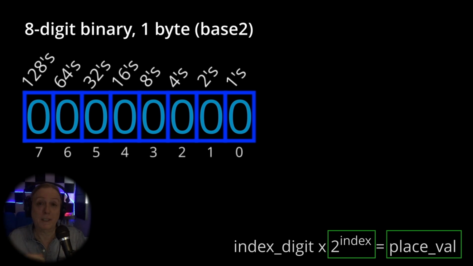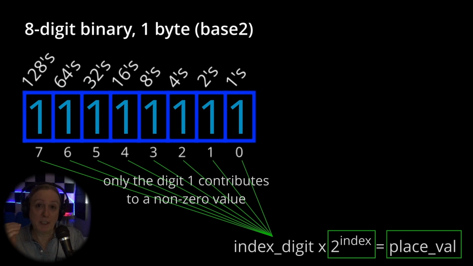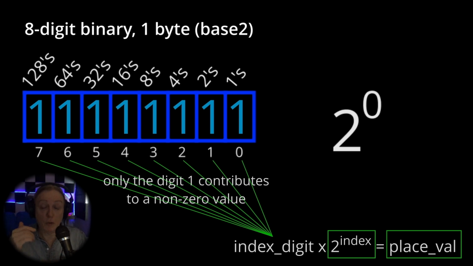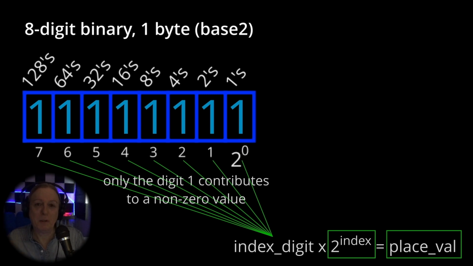Since binary only has one non-zero digit, there's really only one digit that can contribute a value to the overall number, and that's 1. So for the first binary digit, which is in index position 0, you would raise the base 2 to the power of 0, and we know that any number raised to the power of 0 is 1. So any digit in that first place contributes a value of 1 to the overall number.